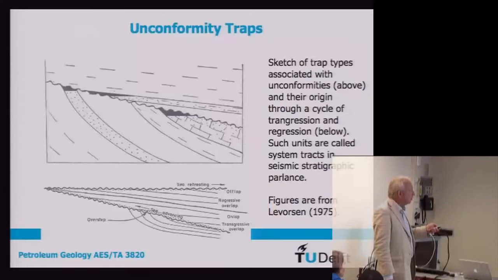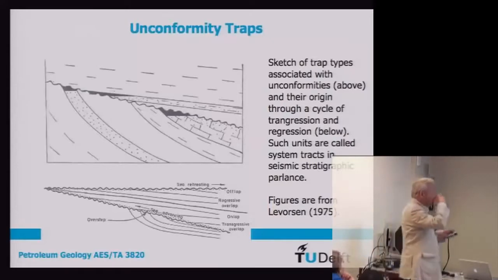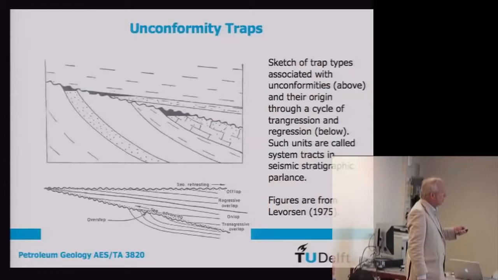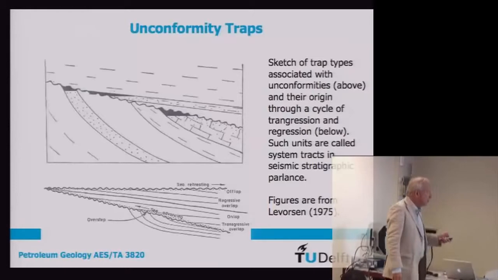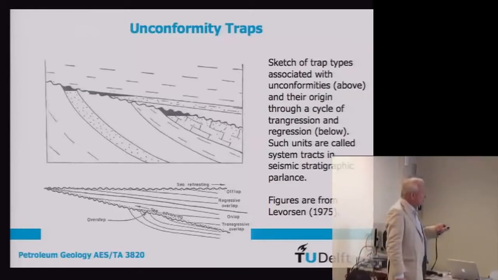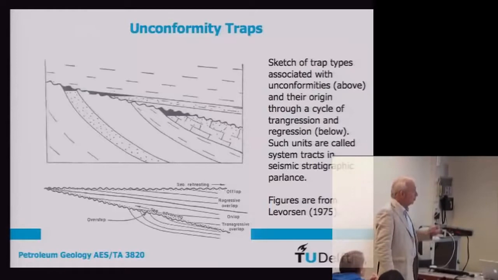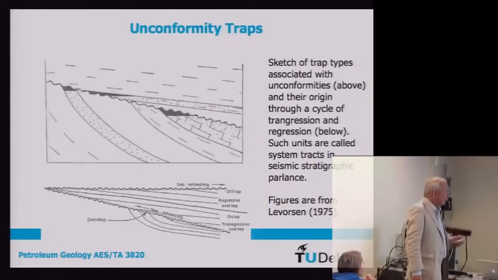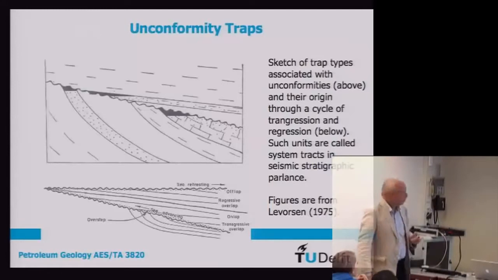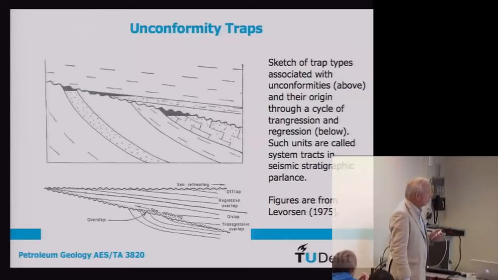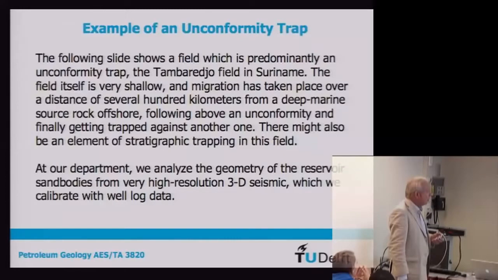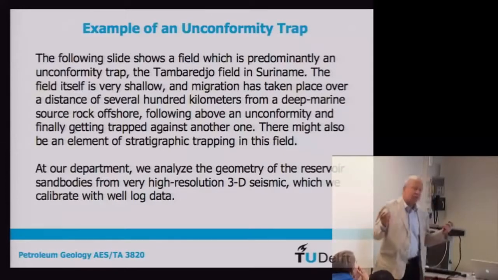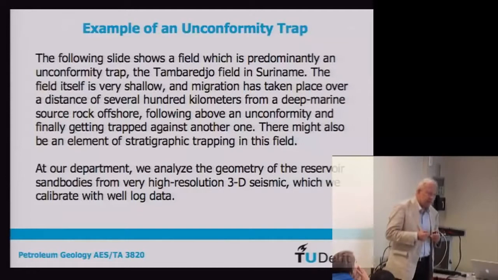This layer actually stops here because it was deposited as the sediments were actually onlapping onto this erosional surface here, and so you find traps here, you find traps here, and traps here. And this is a model of how these things were actually deposited. All of this has to do with seismic stratigraphy, which I believe some of you will take or have taken already.